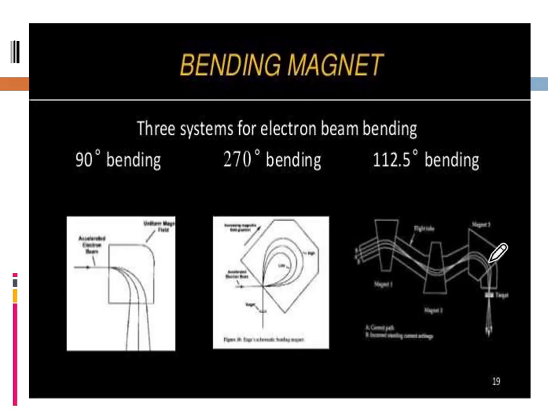bending magnet. These bending magnet systems are like this. The bending is possible through magnets only. So there is 90 degrees bending, 270 degrees bending, and 2.5 bending. So different bending setups are there. This bending setup is highly essential to focus this particular accelerated beam on a target.